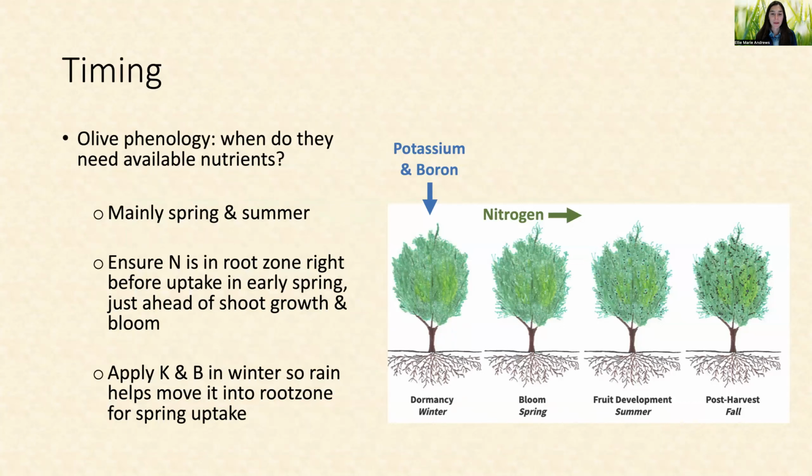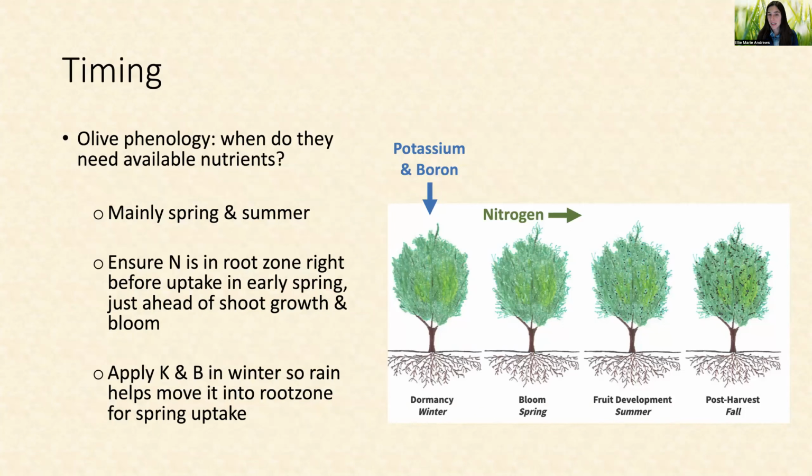So mainly we want to apply in the spring and summer. So we're going to make sure nitrogen is in the root zone right before uptake in the early spring, as you can see with a green nitrogen in the arrow. So this is just ahead of shoot growth and bloom. And then we can apply some potassium, some boron if needed in the winter, so that rain helps move it into the root zone for spring uptake.